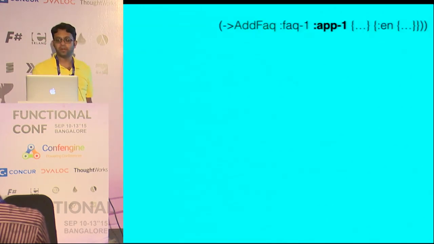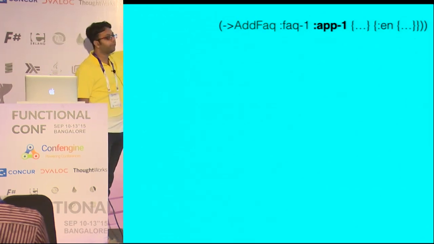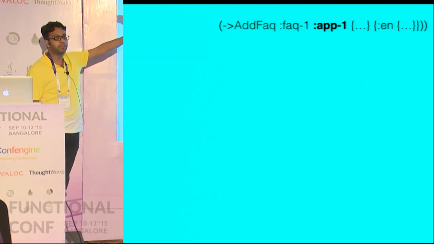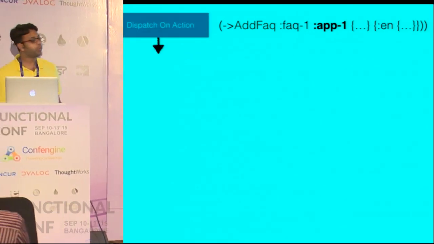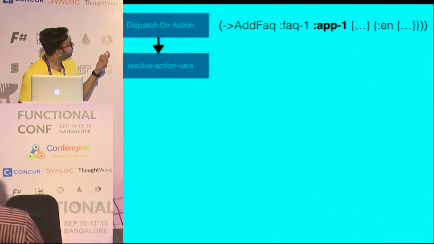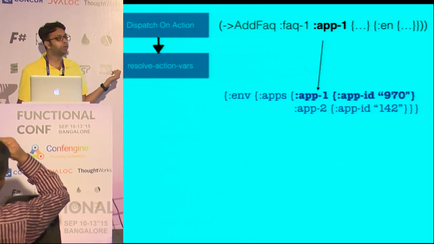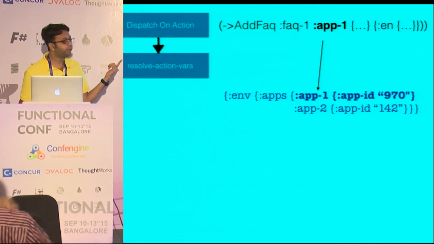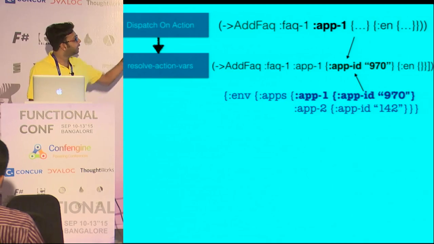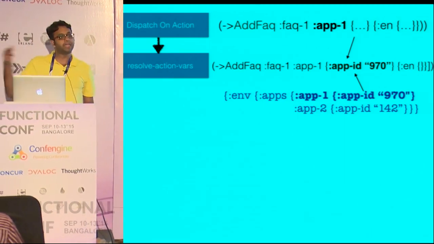Now, here's the interesting part. Now I would like to add an FAQ, call it FAQ1 to app1, which was already created previously. So I would dispatch on add FAQ implementation for resolve action vars. So here the var is app1. What is app1? I don't know. So I would look into the environment, see what app1 refers to, which is app ID 970, put it back inside that map which I need to put it, because that will be used by the actual implementation.